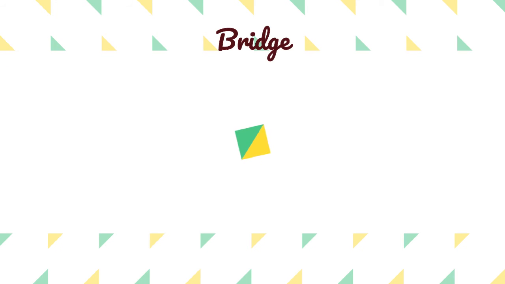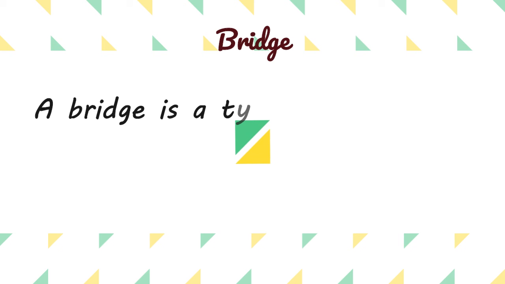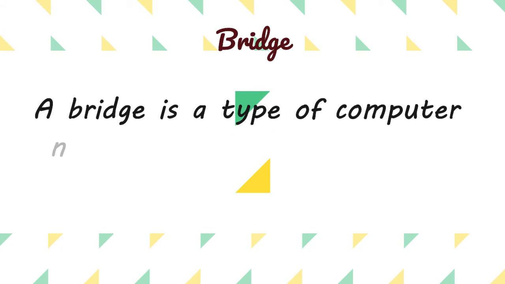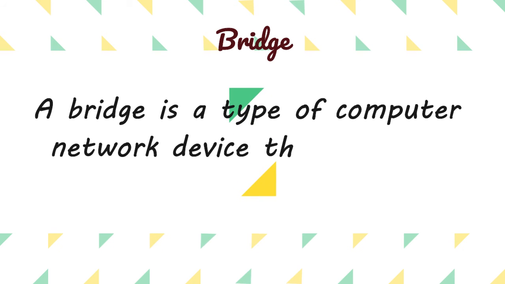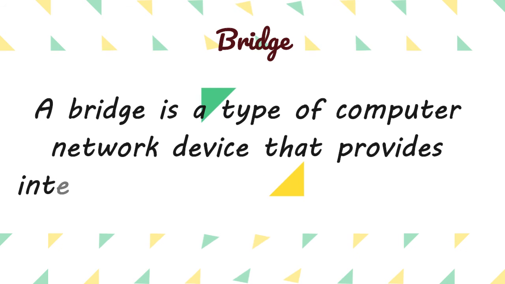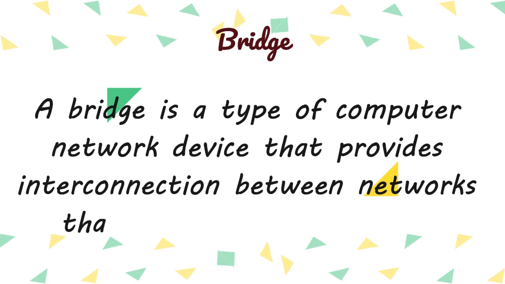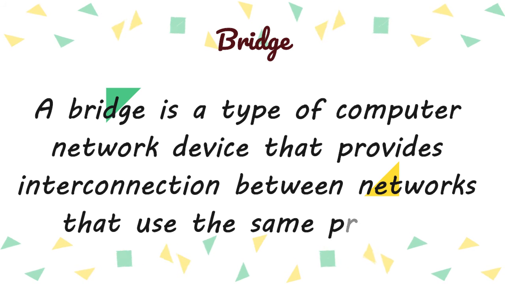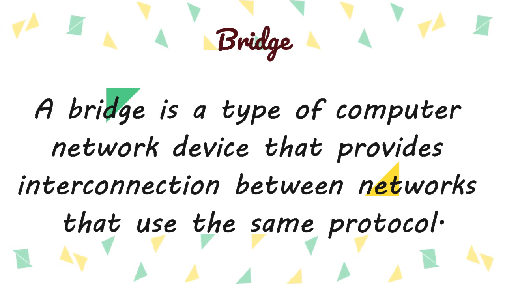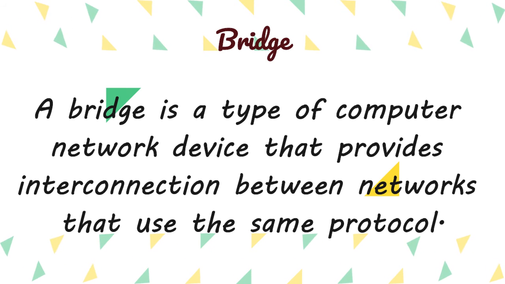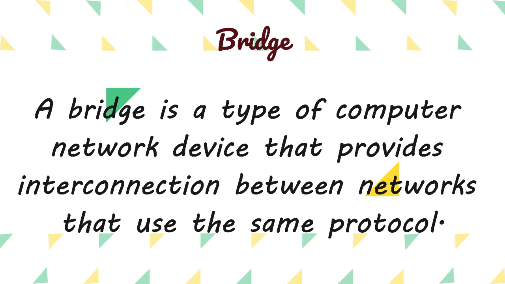The next networking device is the bridge. By the name, you can easily understand the use of a bridge, or which type of device a bridge can be in a computer network. Let's explore it. A bridge is a type of computer network device that provides interconnection between networks that use the same protocol. Bridge devices connect 2 different networks together and provide communication between them.